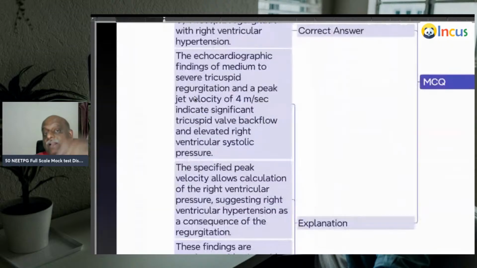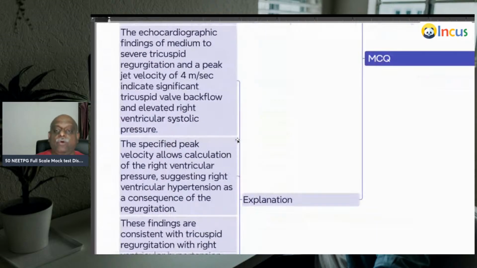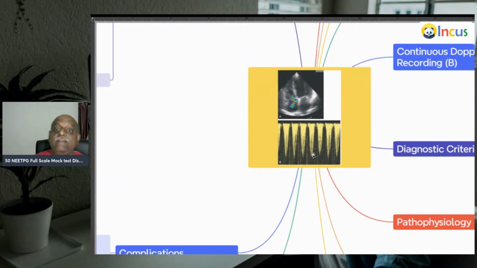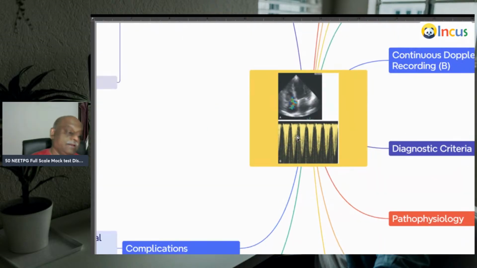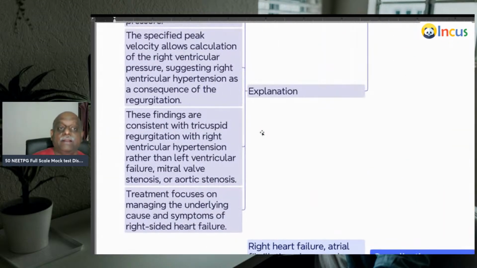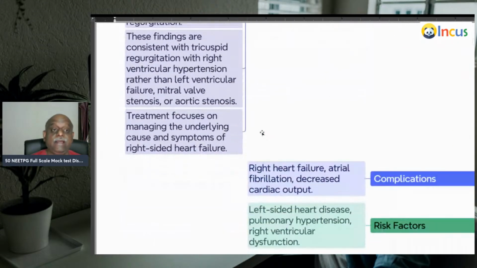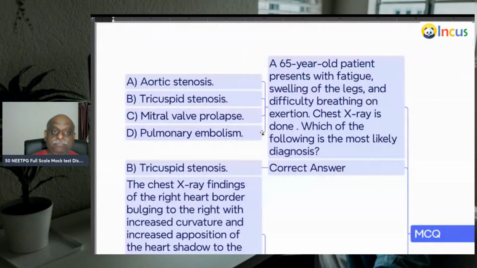So a peak jet velocity of the regurgitant blood of 4 meters per second means significant tricuspid valve backflow with elevated right ventricular systolic pressure, which is a very characteristic feature.